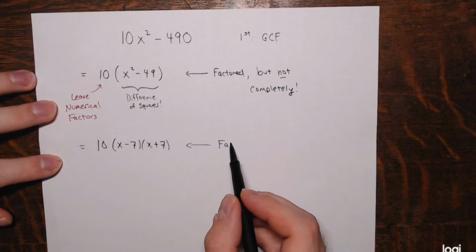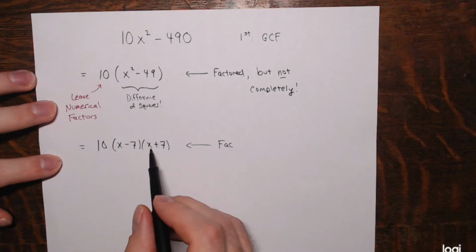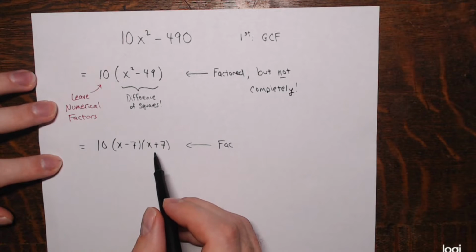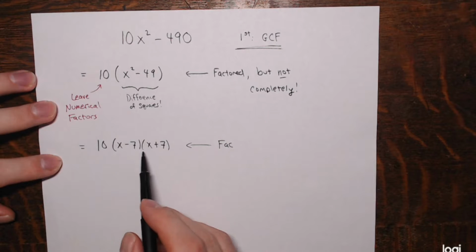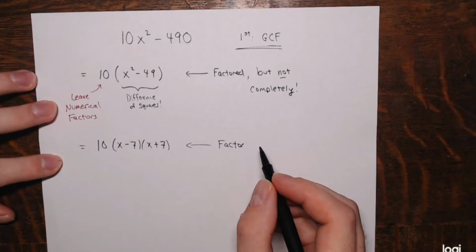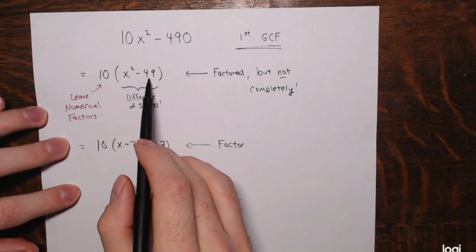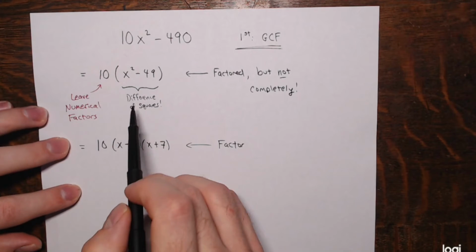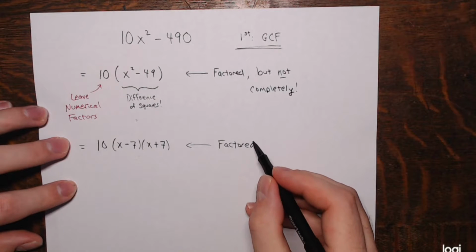Again, leave numerical factors alone. Linear factors should be as factored as possible, unless there's a greatest common factor to pull out, but that should be the first thing you do. And sometimes there are quadratics that you can't factor any further either, like x squared plus 1. If this was x squared plus 49, then we would stop. There is no sum of squares. You can't factor a sum of squares, only a difference of squares. But this is factored completely.